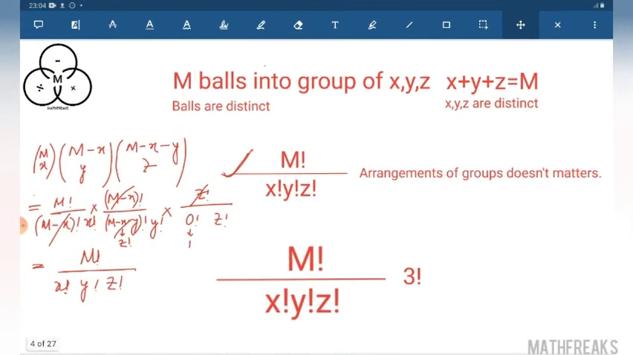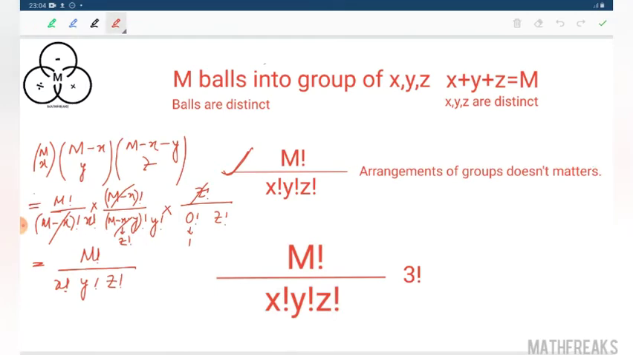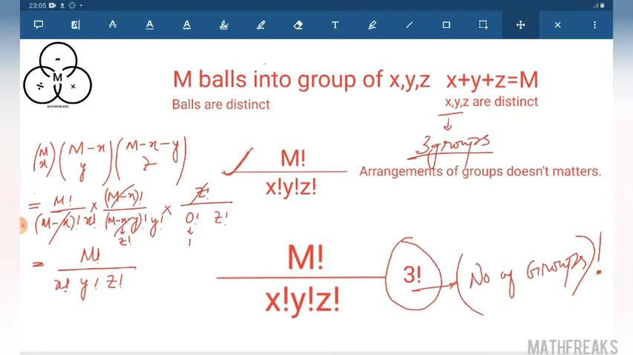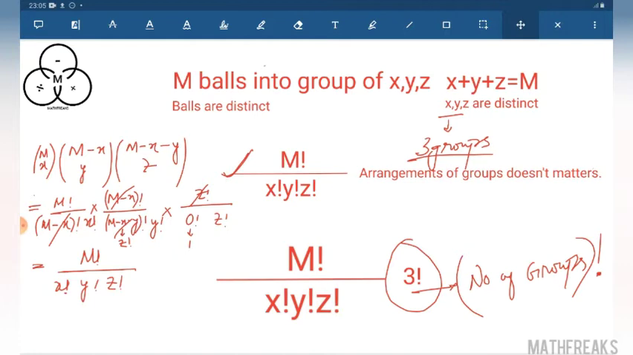So if the arrangement of groups matters, then we will multiply by the factorial of the number of groups formed. Here the groups are X, Y, Z, that is 3 groups. And that is the important thing.